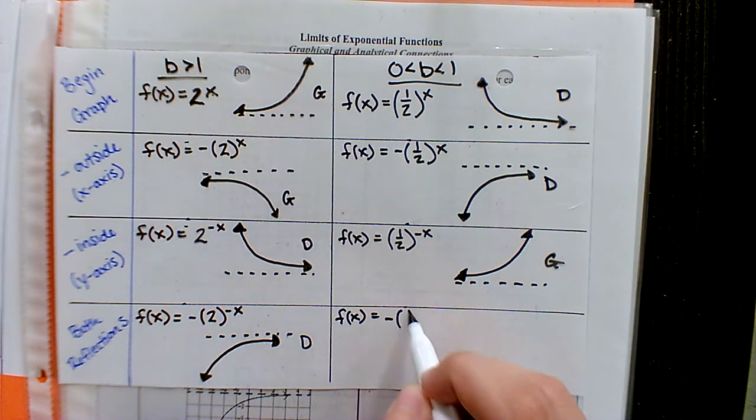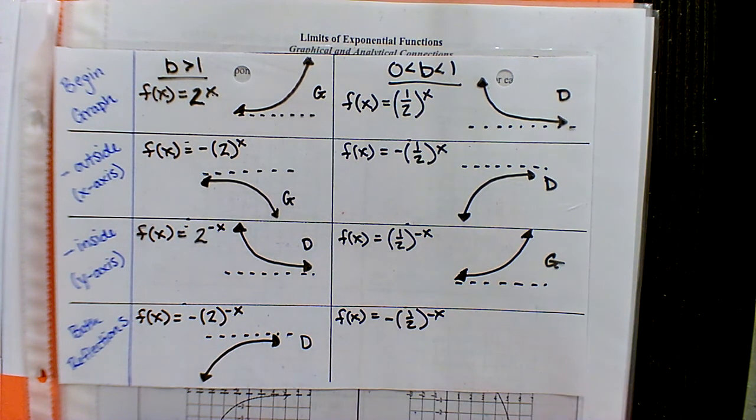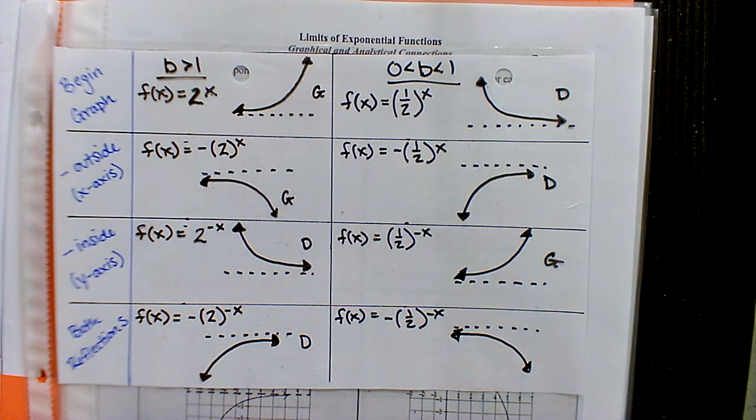And let's say we have both reflections. The only other possibility for a graph that we haven't really seen yet is that one. And as you go from left to right, it goes away from the asymptote, so we have another growth.